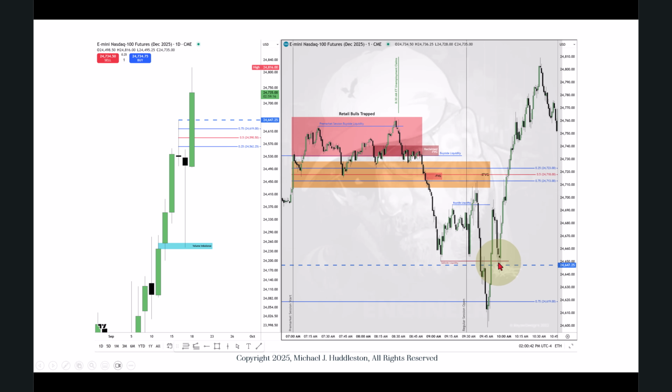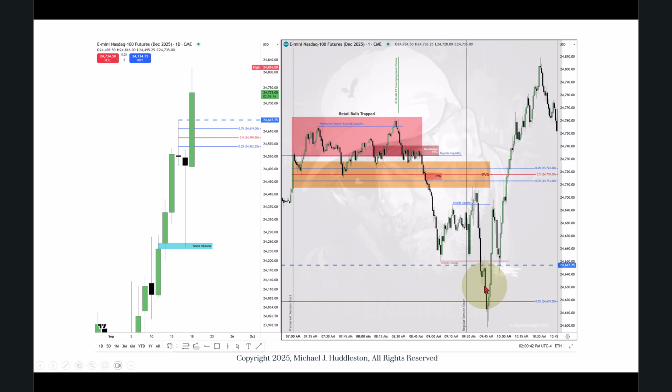Retraces lower, then rallies, and straight drive all the way up to clear this liquidity over here. Notice these quadrant levels in here. It trades up into the lower quadrant of this buy side imbalance, sell side inefficiency, which is the inversion fair value gap. So it hits that here as the opening range high.